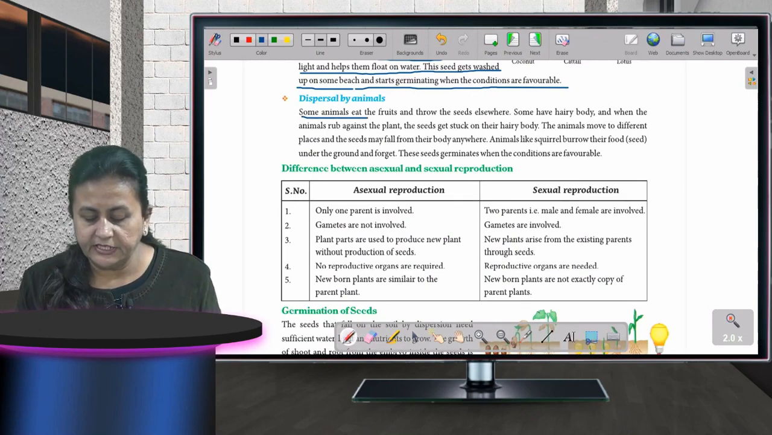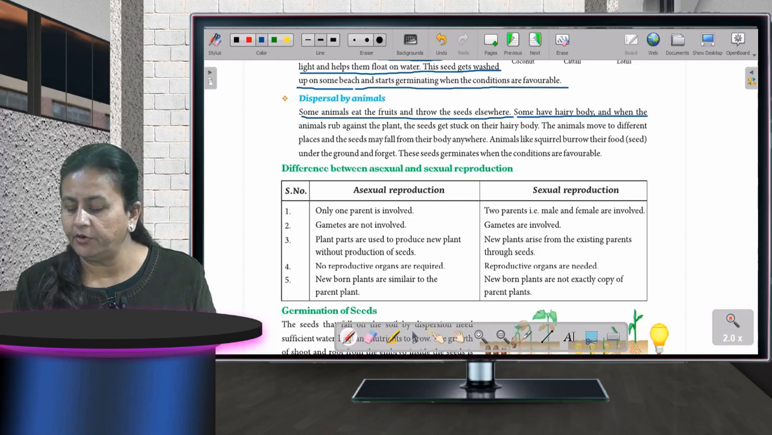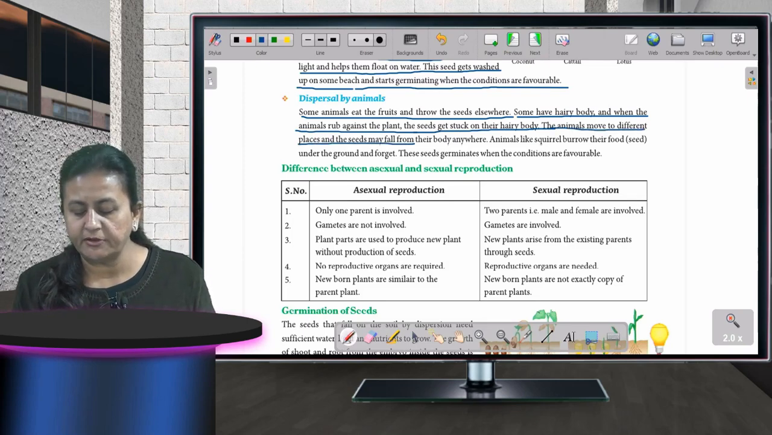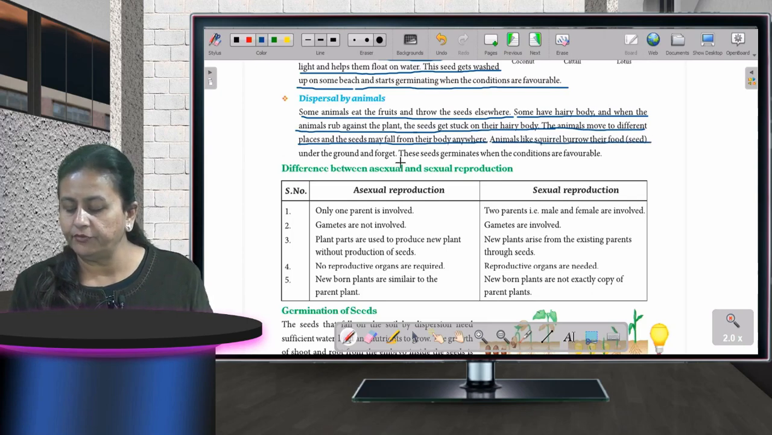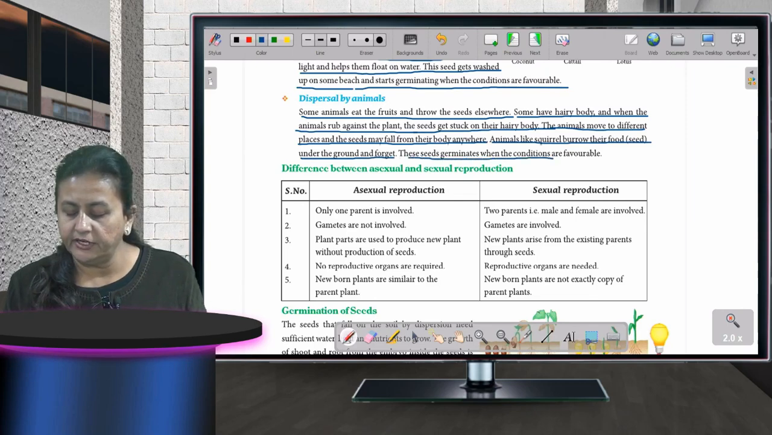Some animals eat fruit and throw the seeds elsewhere. Some have hairy bodies. When the animals rub against the plants, the seeds get stuck on their hairy body. The animals move to different places and the seeds may fall from their body anywhere. Animals like squirrels burrow their food under the ground and forget, and the seeds germinate when the conditions are favorable.